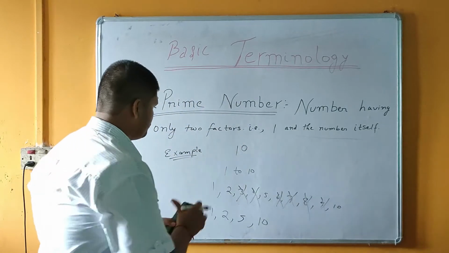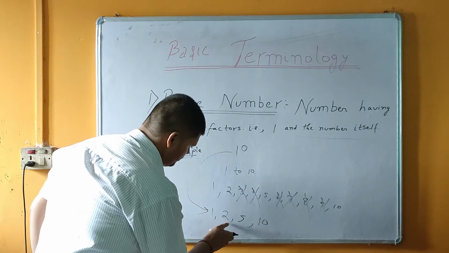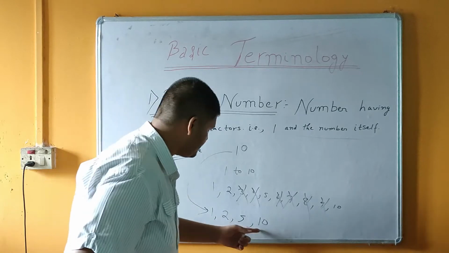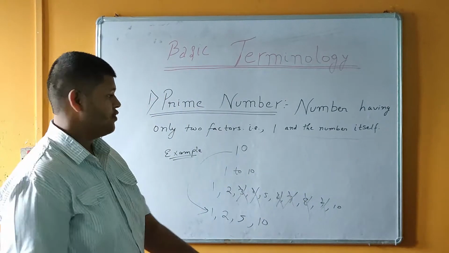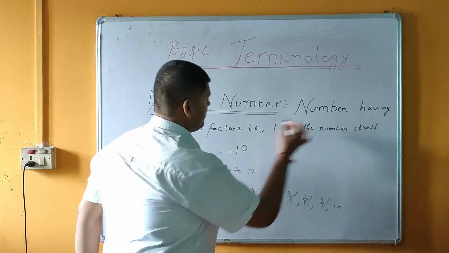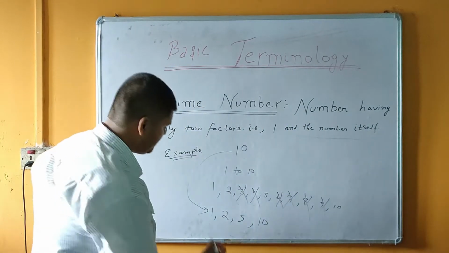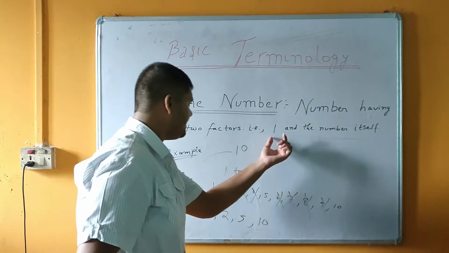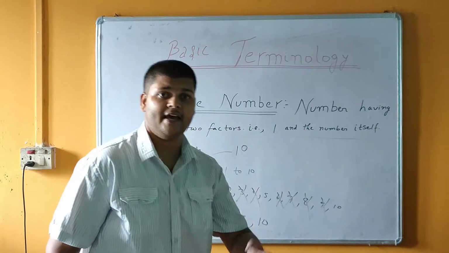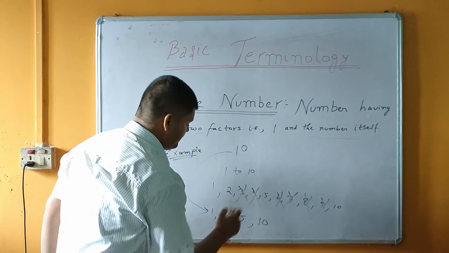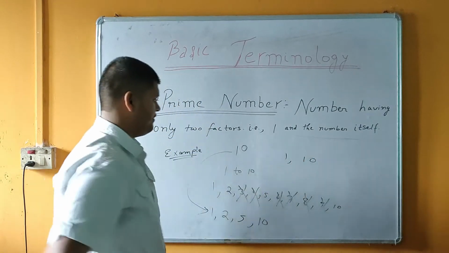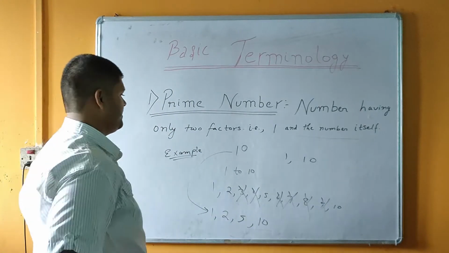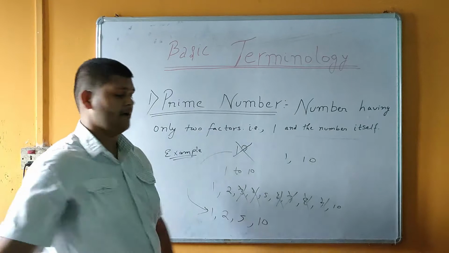So now you have to check what are the factors: 1, 2, 5 and 10. These many factors we have got. Is this satisfying this condition? No. The condition is that any number having only 2 factors, but here for this number 10 we are getting 4 factors. Here it is telling that it should have only 1 and the number itself. But here we are getting 4 factors. It should be only 2 factors. That's why this 10 is not a prime number.